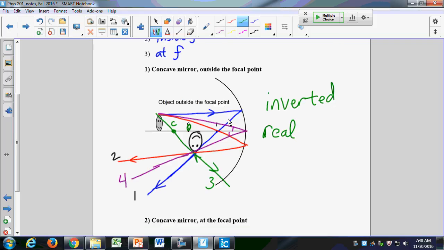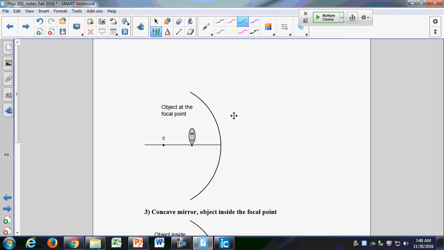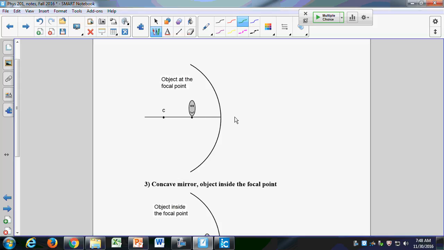Now a concave mirror at the focal point will look like this. So an object at the focal point. First of all, before we do this, I want you to think about the mirror equation. 1 over f equals 1 over q plus 1 over p.